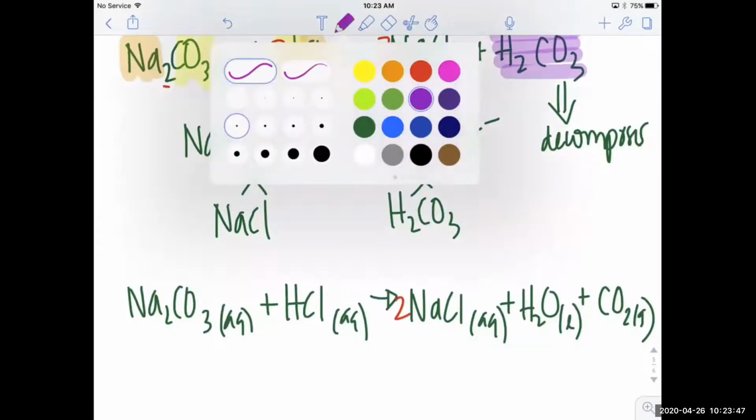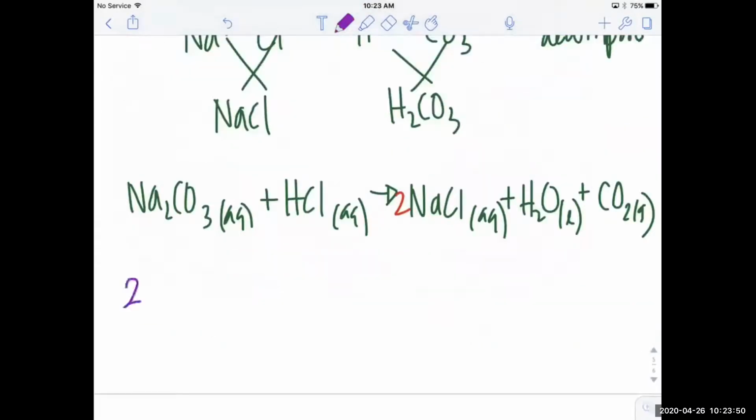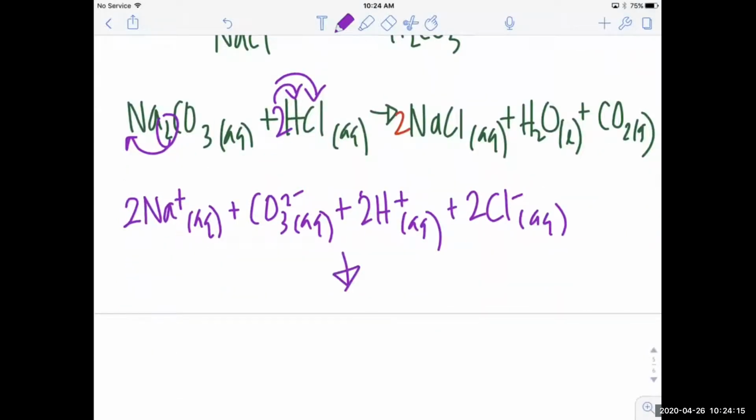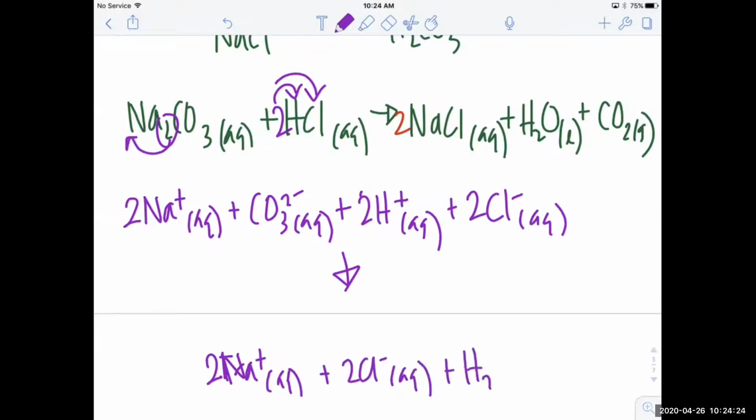So the next thing I'll do is write out the total ionic, so split up everything that's aqueous. This 2 is going to come out in front. This is 2 Na plus, CO3 2 minus, aqueous. There was a 2 here too, sorry. So something to note, this 2 is a subscript. It only goes in front of the one that it's behind. However, this 2 is in front, so it goes to both. I'm going to write my down arrow down here. This is going to be 2 Na plus aqueous, plus 2 Cl minus aqueous, plus H2O liquid, plus CO2 gas.